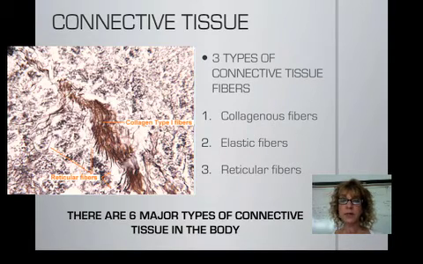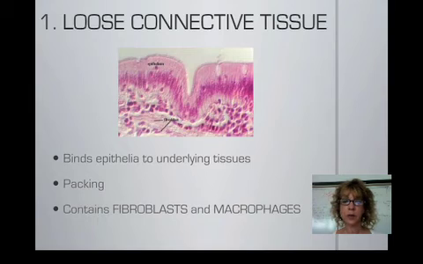There's a lot of different types of connective tissue found in vertebrates. We're going to start with loose connective tissue. Loose connective tissue binds epithelia to the underlying tissues. It usually functions as a packing material. It can hold organs in place. It has a loose weave of fibers.